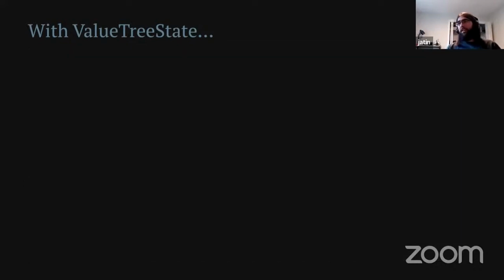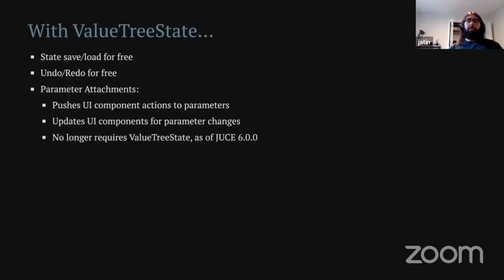So just to recap, when you start using value tree state, you get state saving and loading basically for free. You get undo and redo basically for free. I haven't talked about that, but you can do an undo redo manager in JUCE and hook that up to your value tree state, and it's pretty easy to do. And then you get these parameter attachments, which will push your UI component actions to your parameters and update the UI components when the parameter changes because of some external change. And I think I should also mention that as of JUCE version 6, you actually don't need to use the value tree state to get the parameter attachments. Prior to JUCE 6, you did need to do that, but I guess now you don't.